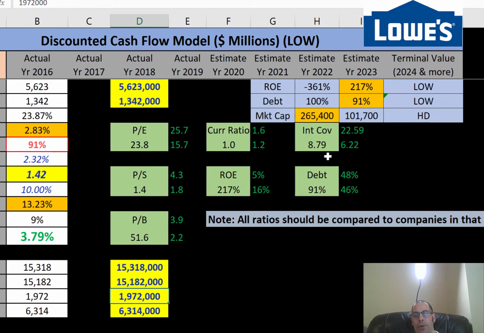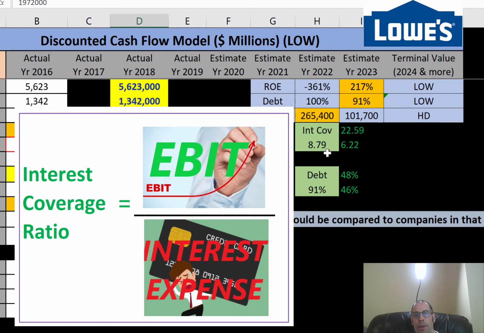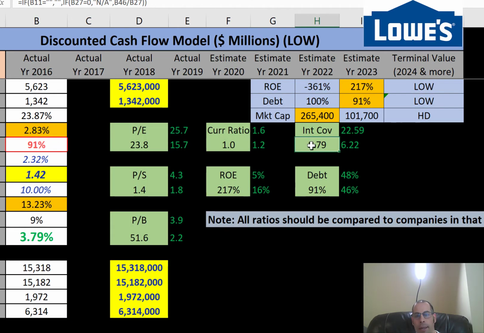Next is interest coverage ratio, and that's no problem. They can cover their interest 9 times. If you see a company with 91% debt, I would look at their interest coverage ratio.